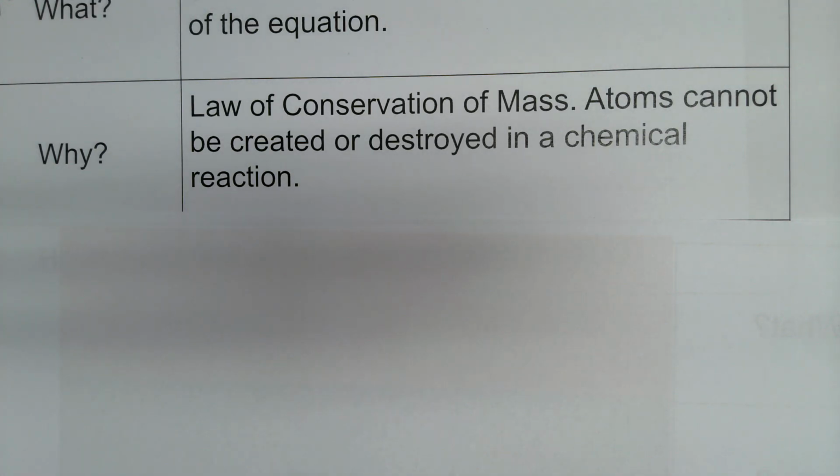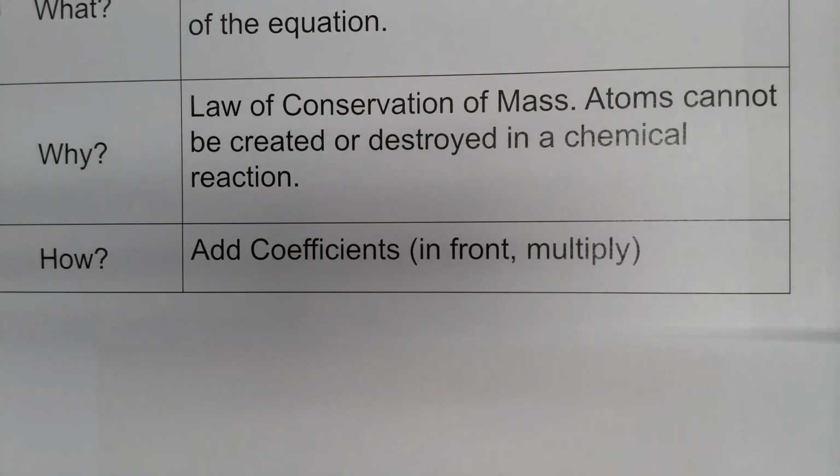The reason for why we balance equations, we want to make sure we have the same amount of atoms of each element on both sides of the arrow. The why is because of the law of conservation of mass. When I do a chemical reaction, I just don't start making new things. How do we do this?